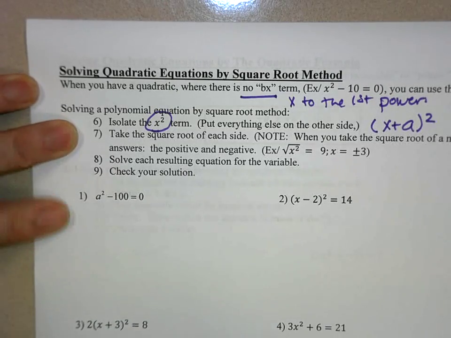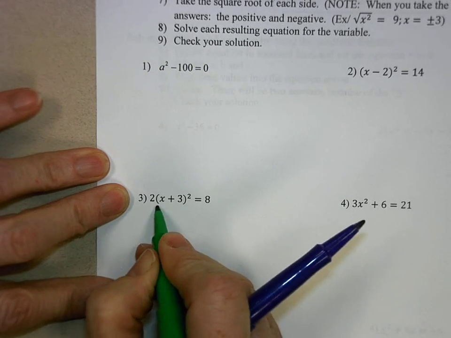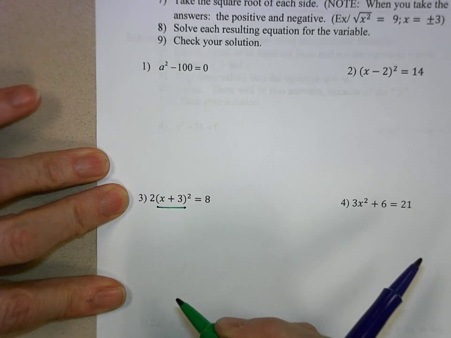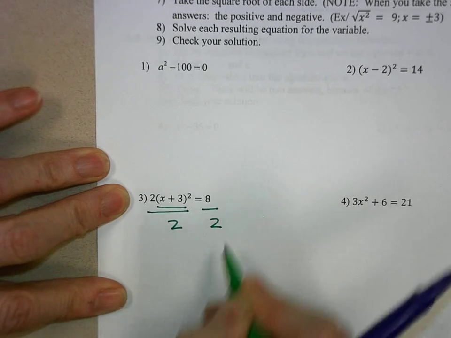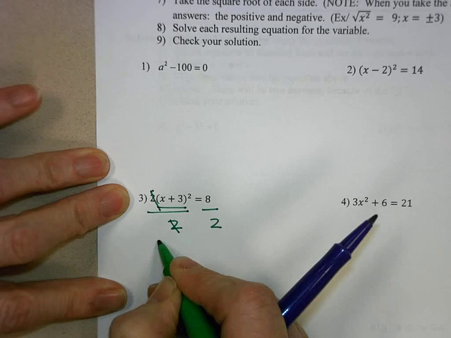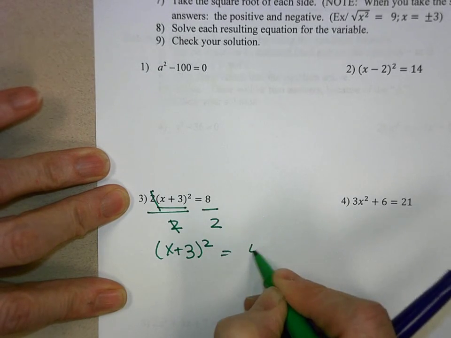So let's do this for problem number 3. I want to isolate x plus 3, that's my x squared term. So I divide both sides by 2 to get rid of that 2. I have x plus 3 squared equals 8 divided by 2 is 4.